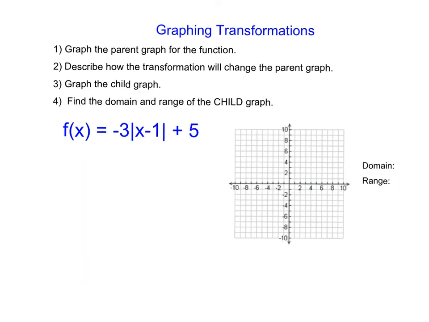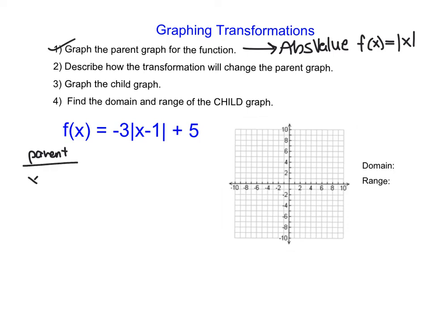Now in this last example here, we're going to tie all of our knowledge of transformations together. So here we can see that our parent graph is going to be the absolute value parent graph because our equation down below has an absolute value in it. So I have f of x is equal to the absolute value of x. And we start with our parent graph here. So I'm going to graph that first.